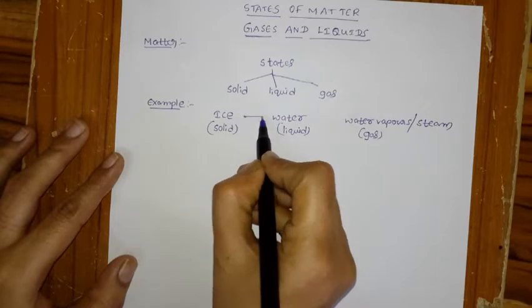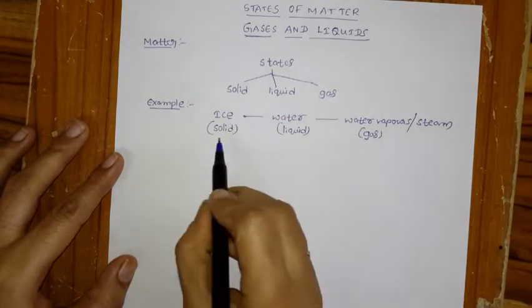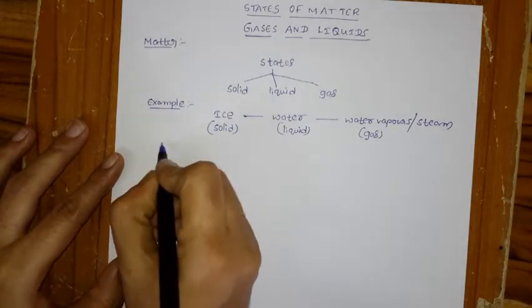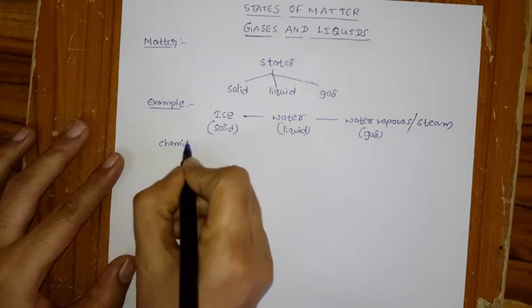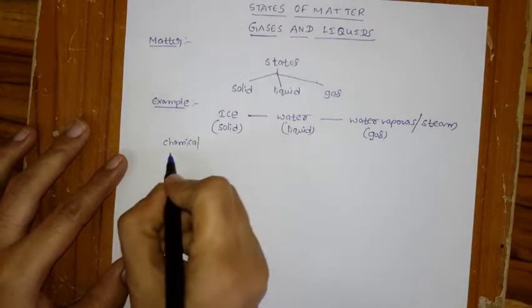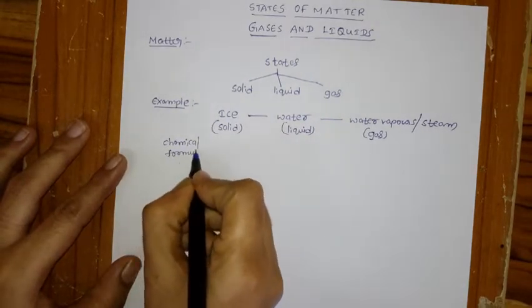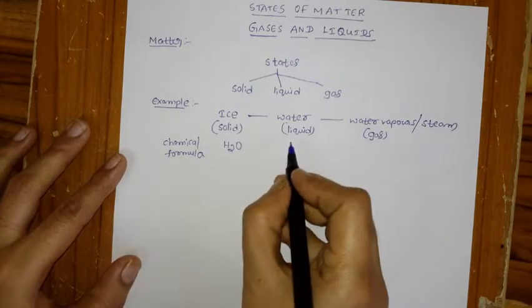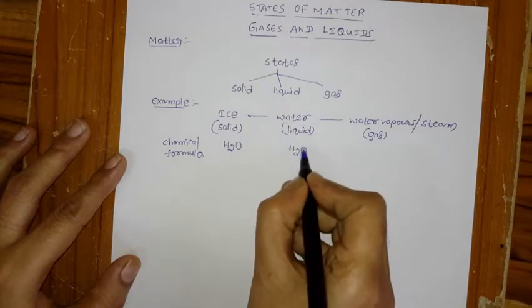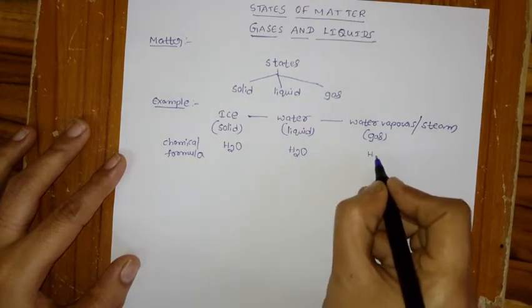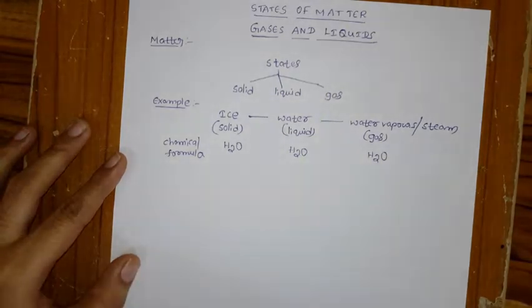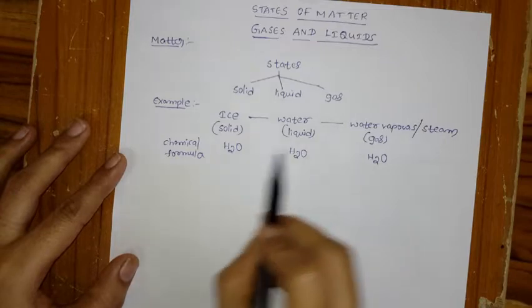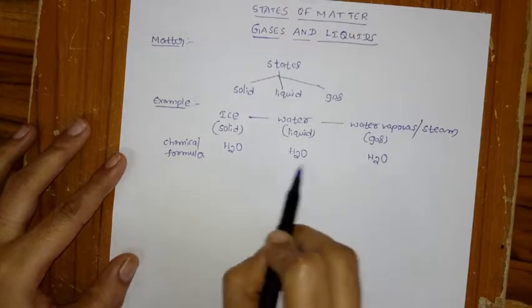Here, even though they are in different states of matter, if we take the chemical formula of each state, ice has the chemical formula H2O, water has the chemical formula H2O, and water vapors also have the chemical formula H2O. Even though they have different states of matter, the chemical formula is the same.